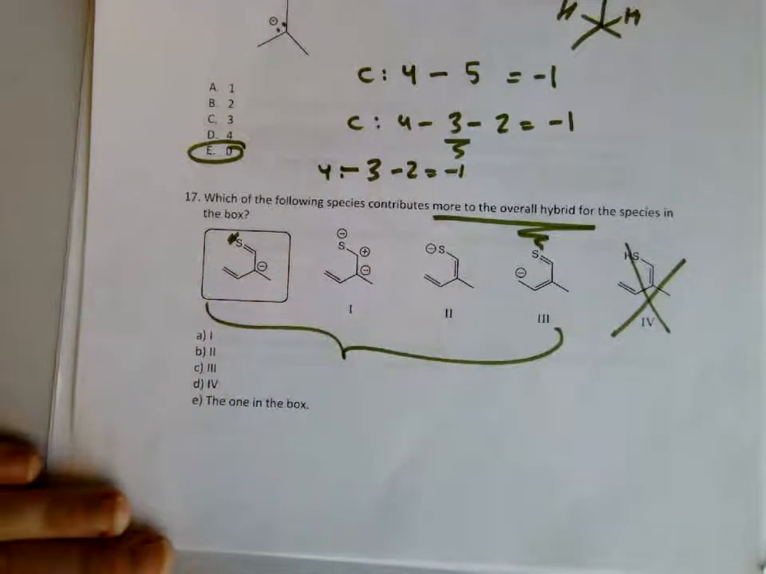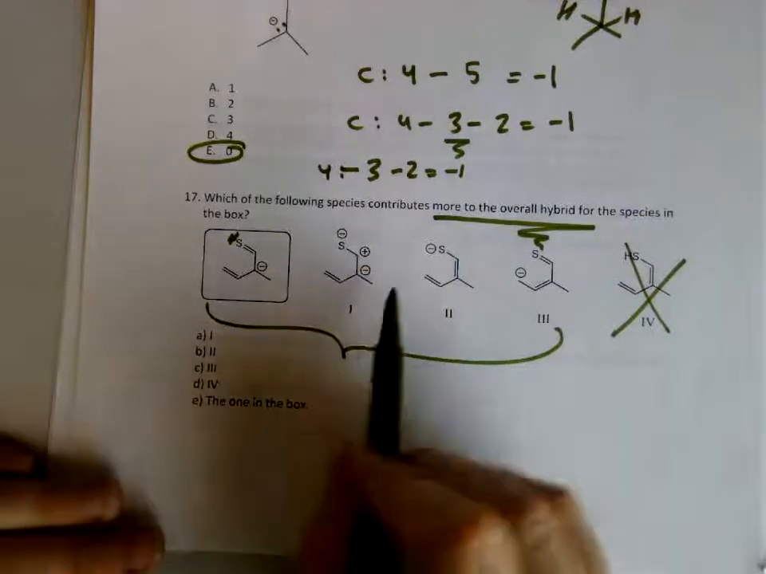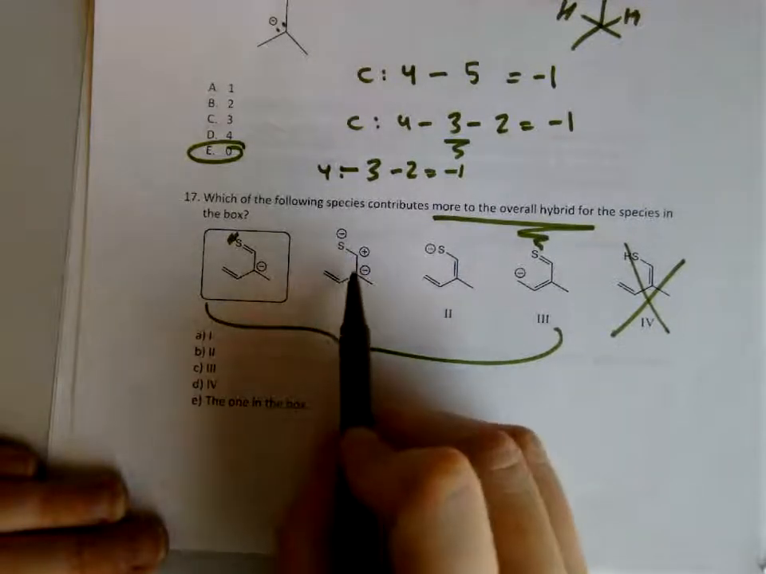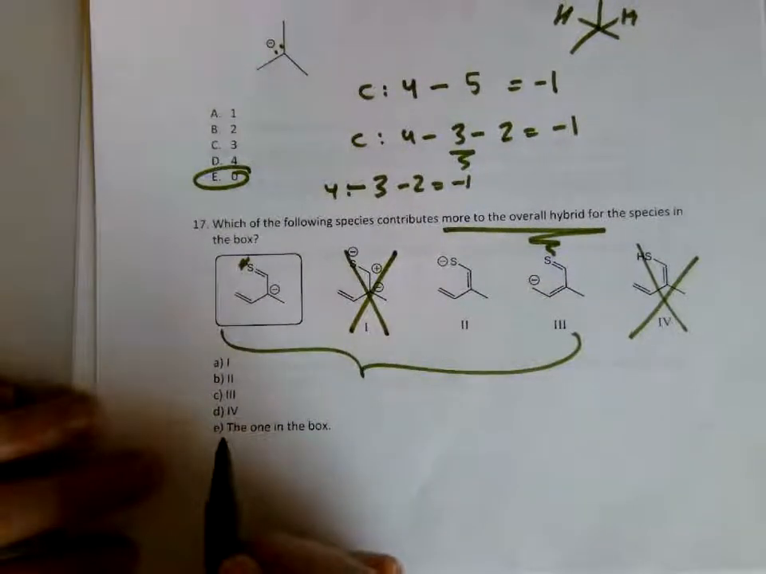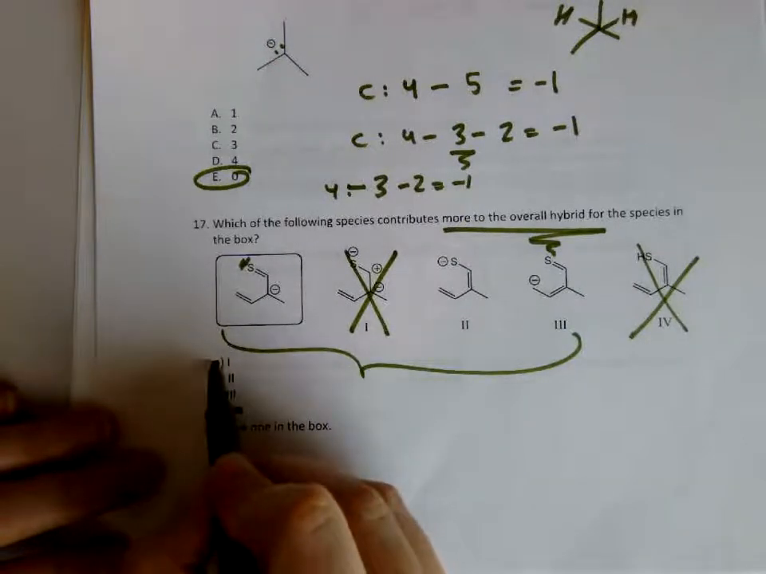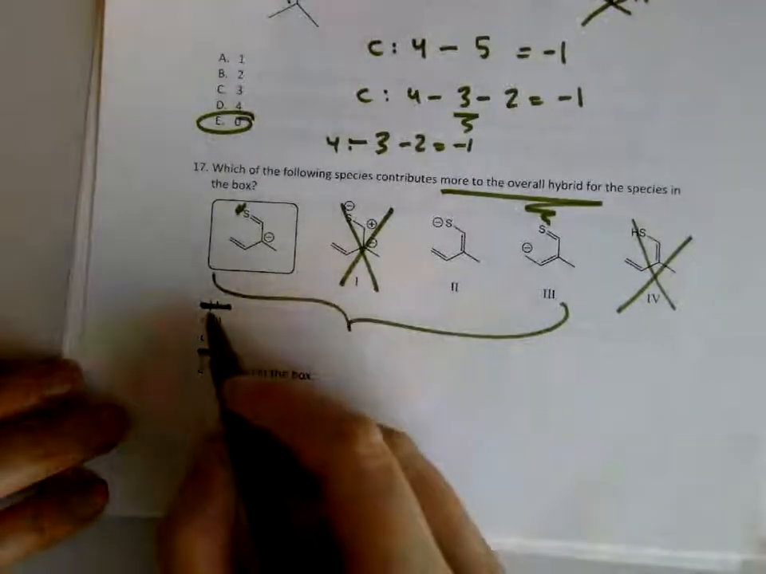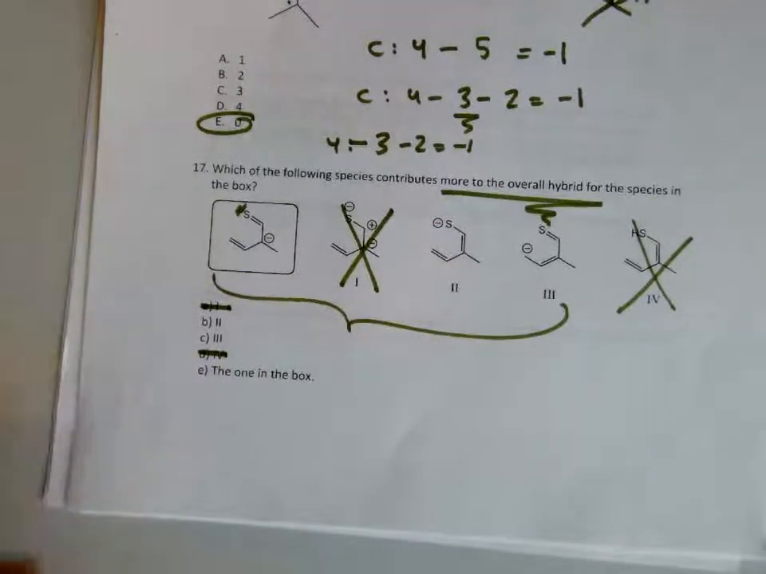The other thing we know is, whether or not this is a valid resonance structure, fewer charges are better. This has 2 negatives and 1 positive, so this is going to contribute less. So I've narrowed it down to where we don't have D and we don't have I. So it's either 2, 3, or the one in the box.